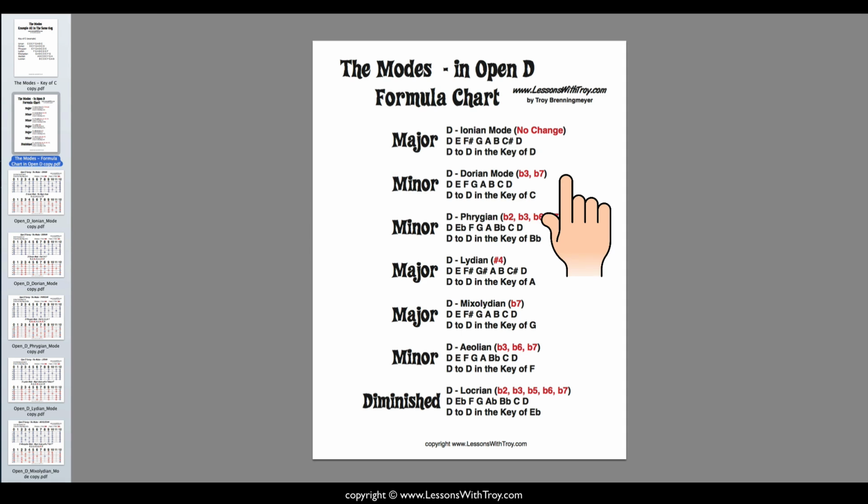Let me show you an example. The Ionian mode, which is just a D major scale, right? These are the modes. This is my formula chart for the modes. Okay, with the root note being a D. Okay, so D Ionian versus, let's say, D Lydian. Okay, notice how there's no change there. It's just a D major scale. Let me play this for a little bit and show you an example.